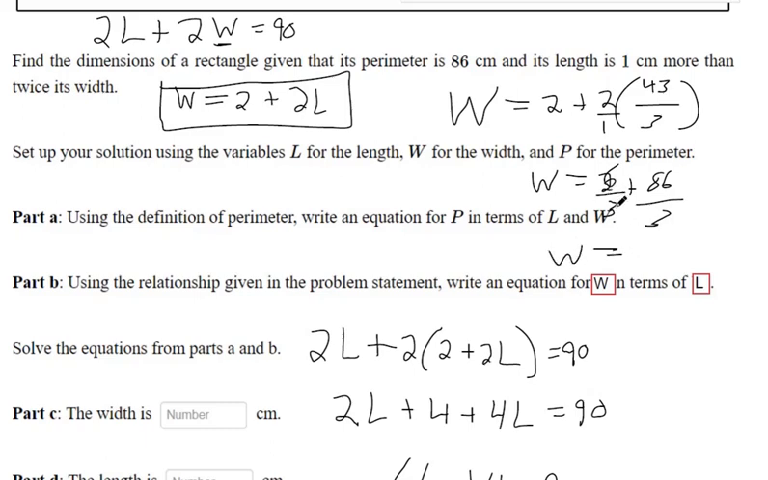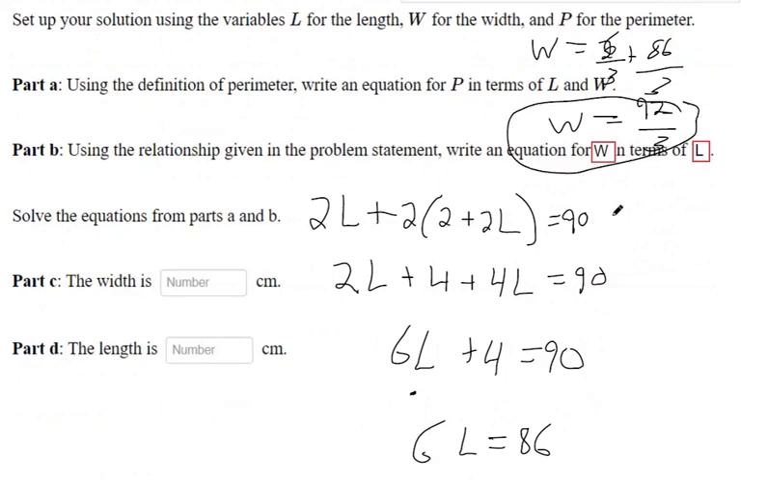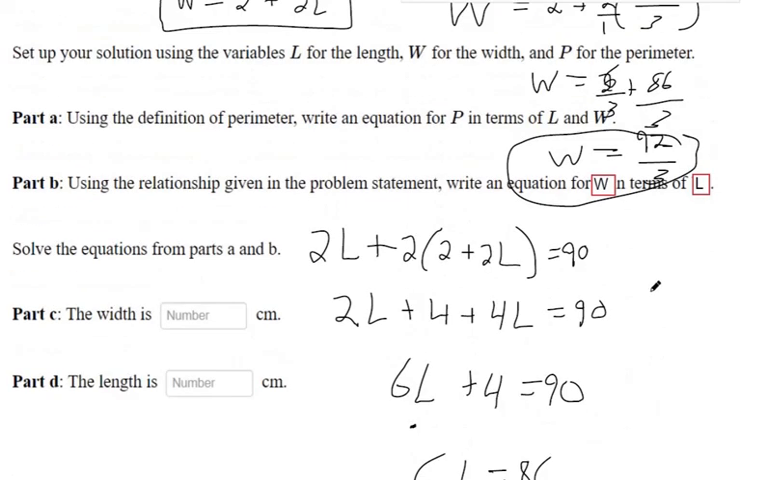So 2 is 6 thirds is what I did there. That way I have common denominators. And 86 plus 6 makes 92 over 3. So there's our other answer. The width is 92 thirds, and the length is 43 thirds for my problem.